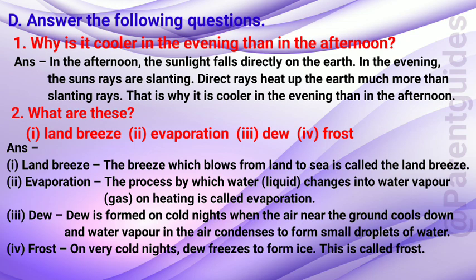Dew. Dew is formed on cold nights when the air near the ground cools down and water vapor in the air condenses to form small droplets of water. Frost. On very cold nights, dew freezes to form ice. This is called frost.